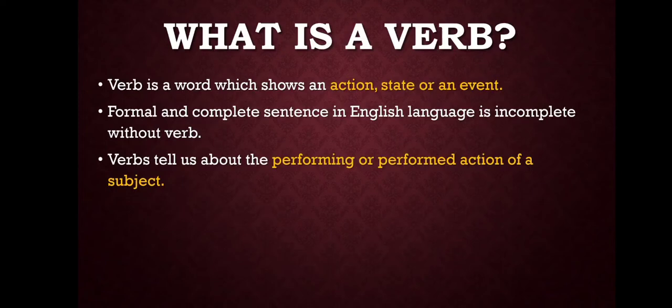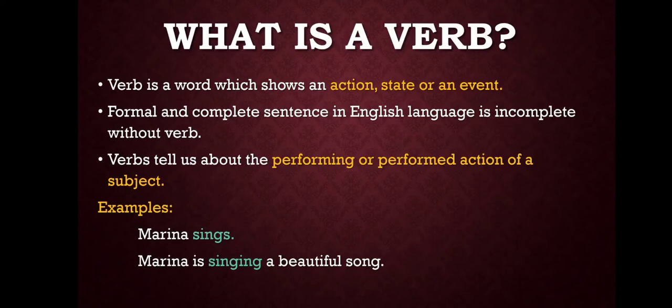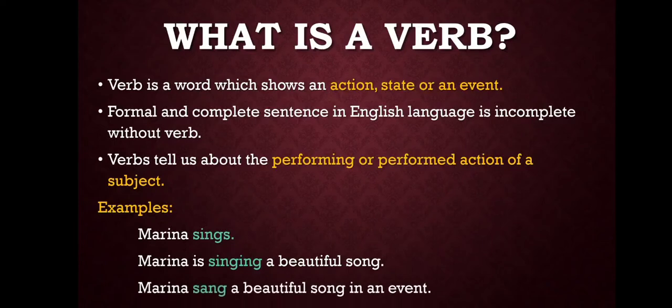Verbs tell us about the performing or performed action of a subject. If there is a subject in a sentence, then what kind of performance that a subject is doing would be addressed by a verb. Here in an example, you can see that Marina sings. Marina is singing a beautiful song. Marina sang a beautiful song in an event. So all of these three are the different forms of verbs that have been used in a different context to give an understanding about the performance of a task by a subject.